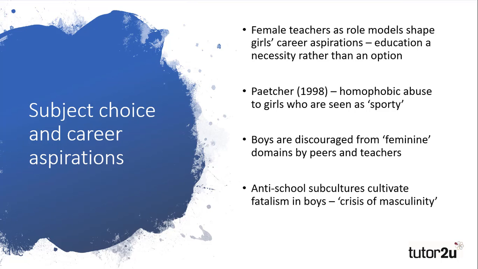For boys, they are actively discouraged from subjects in the feminine domain, such as dance and textiles, by both peer groups and teachers alike. Subject images discourage males from entering female domains, and whilst the opposite is no longer true for females, males will be more likely to pick subjects that are part of the masculine domain in order to retain their status as a real man. Furthermore, the fatalism promoted by anti-school and laddish subcultures discourages boys from trying too hard to achieve, which ultimately leads to failure being associated with the masculine identity.